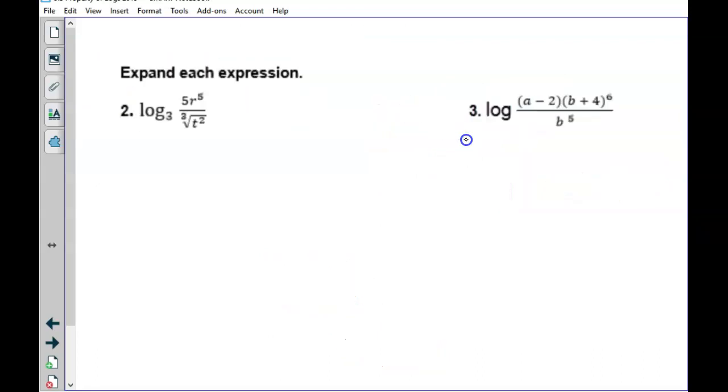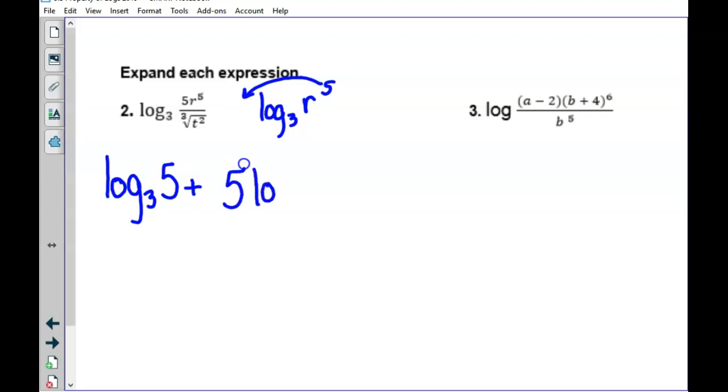All right, so back to question 2. This is going to be a mess. How many steps can we do this in? Log base 3 of, what do you want to do at the top? 5, and then? The other 5. Okay, so then we'd have a log base 3 of r to the 5th, but we're going to move that out. And it's times in here, so we're going to put plus 5 log base 3 of r.